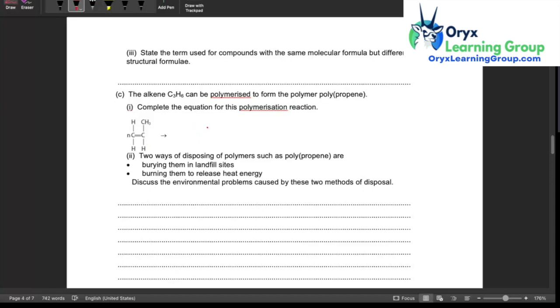So what do you do? Write the same thing, just open up the double bond. So same thing you write here. This will be H, CH3, this will be H here, this will be H here. Now the double bond you have opened, put it on the other side, and then put a bracket here and this n will come here. So this is the simple way to answer this one. When you have a monomer, it's an alkene, and when it turns into a polymer, it will look like this. So n number of units of this one combine together to form this thing.